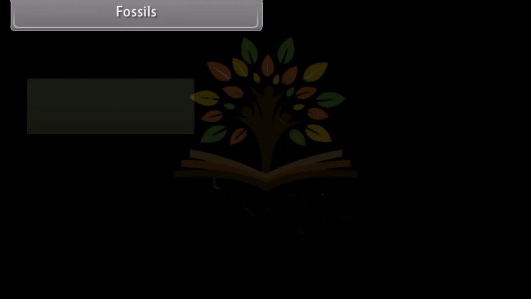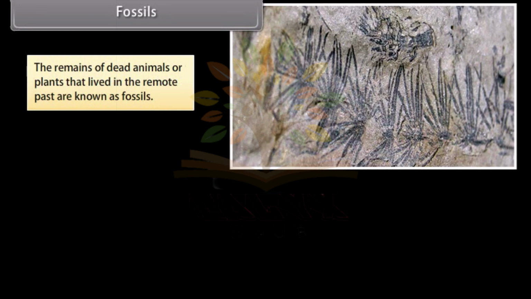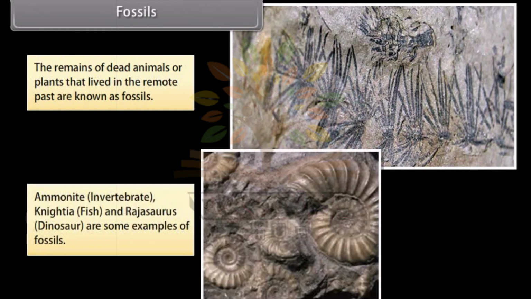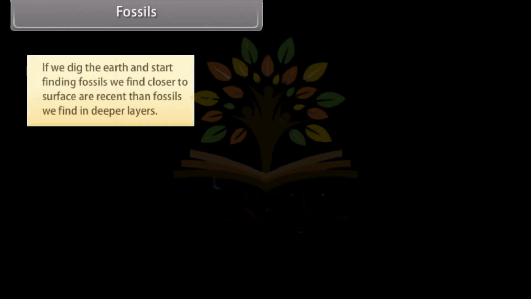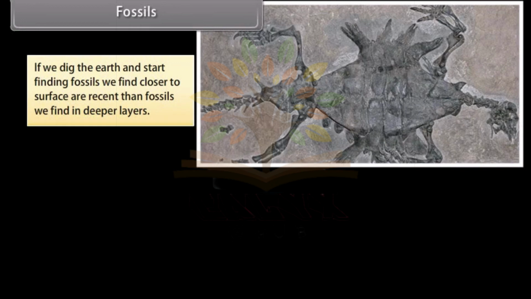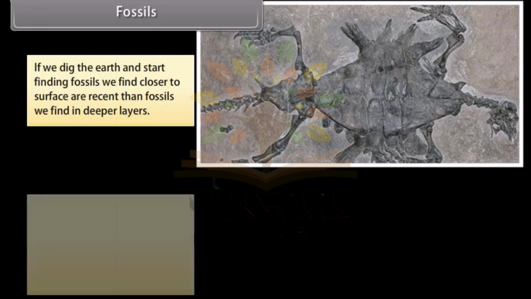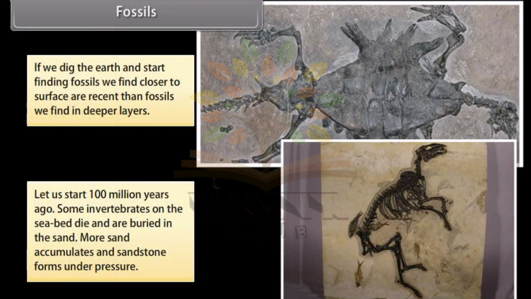Fossils. The remains of dead animals or plants that lived in the remote past are known as fossils. Ammonite, an invertebrate, Nicaea, a fish, and Rajasaurus, a dinosaur, are some examples of fossils. If we dig the earth and start finding fossils, those closer to the surface are more recent than fossils we find in deeper layers. Let us start 100 million years ago.